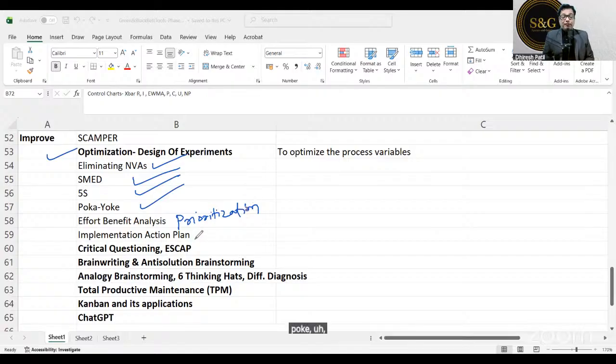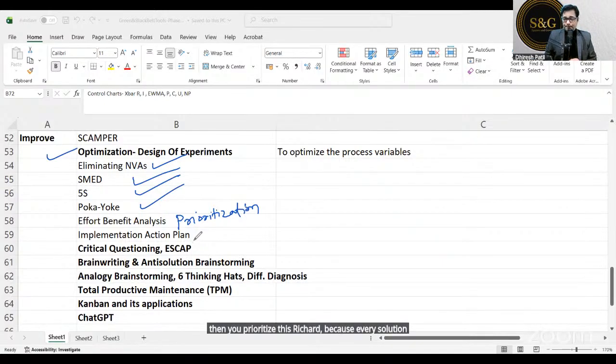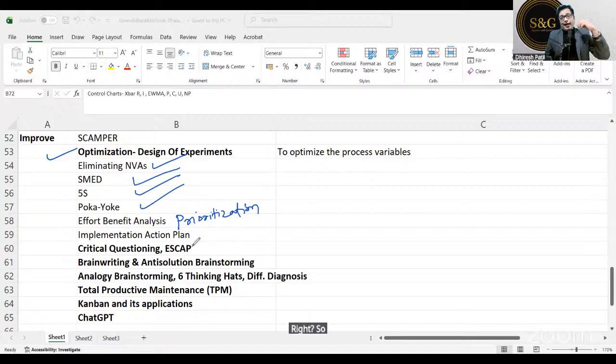Now this is prioritization of the solution. This effort benefit is for prioritizing. Once you identify the solutions, then you prioritize those solutions because every solution cannot be implemented, right? So you have to shortlist them and then you make an implementation action plan. So this is what is covered in the green belt level.